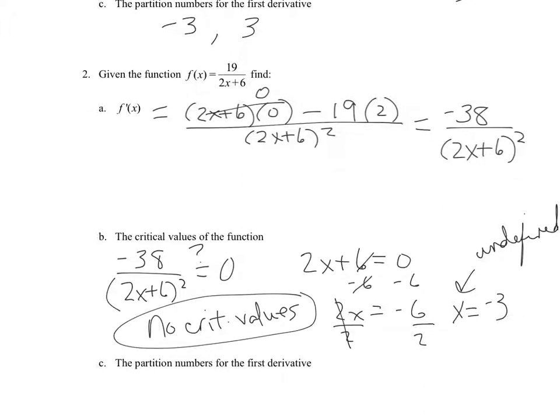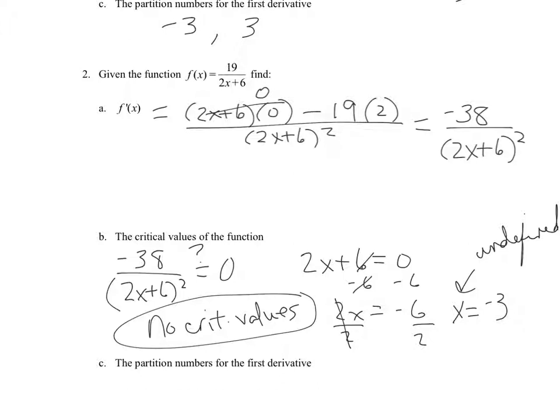Okay? No critical values, because there is no value that I can get if I set the derivative equal to 0 that would make the derivative 0. That doesn't exist. And the only value where the derivative is undefined is also undefined in the original function, which means it's not part of my domain. There's going to be a vertical asymptote that occurs there. So negative 3 doesn't exist. And that would mean that I'm not going to have a max or a min.